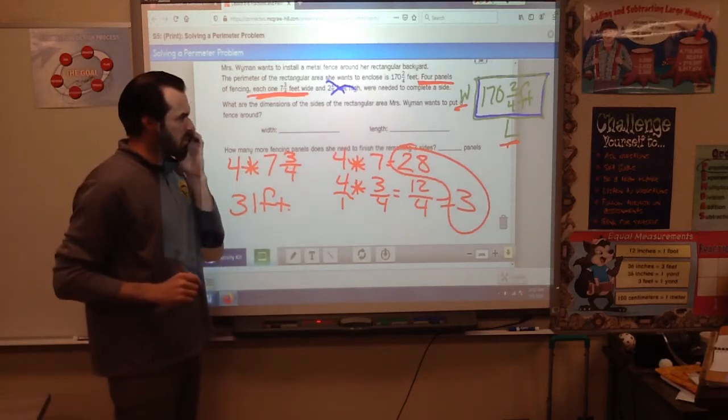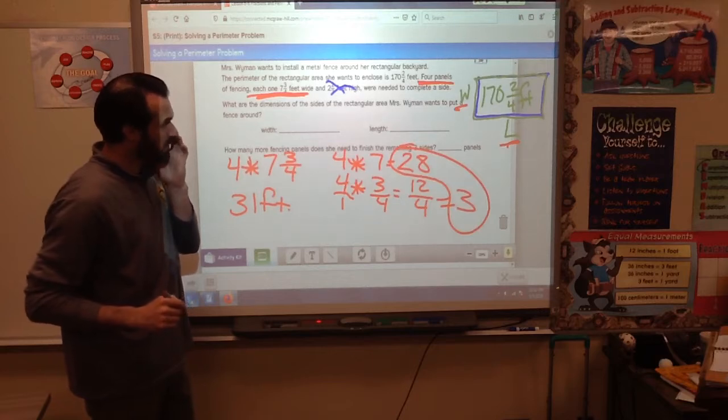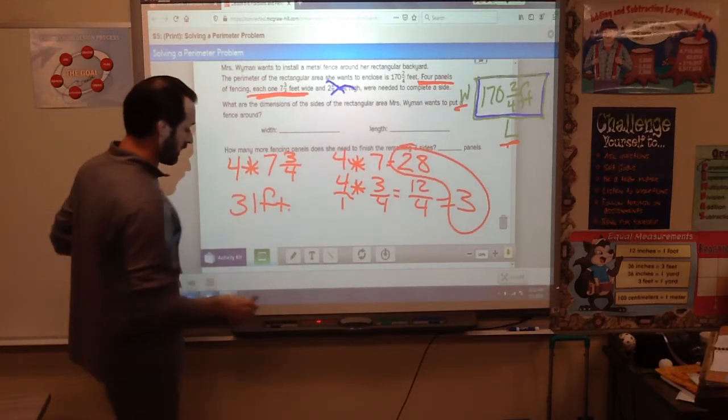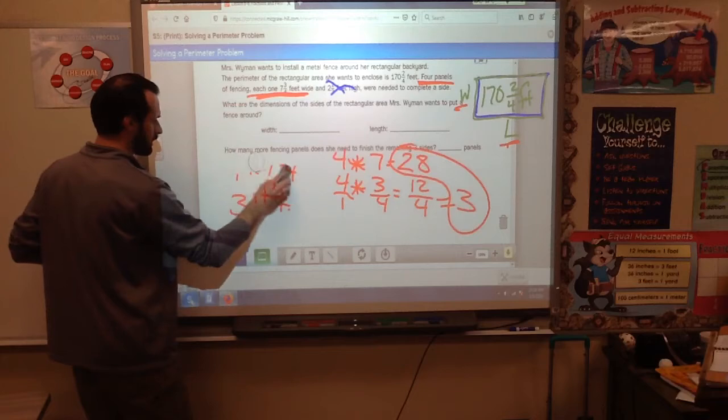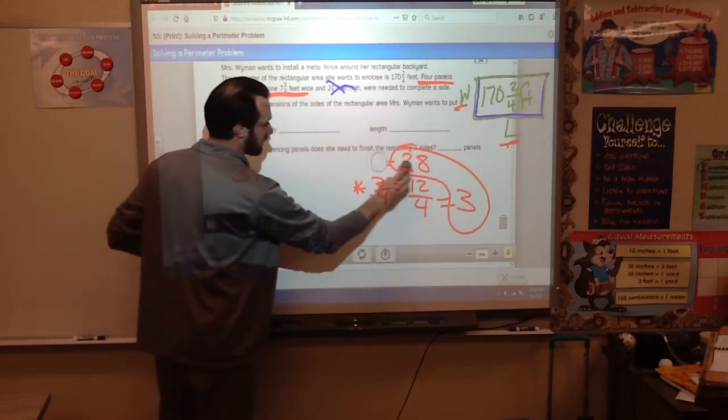Okay, so here's what I know. I know that one of these sides is 31 feet long. But now we're going to decide if this is the length or the width.